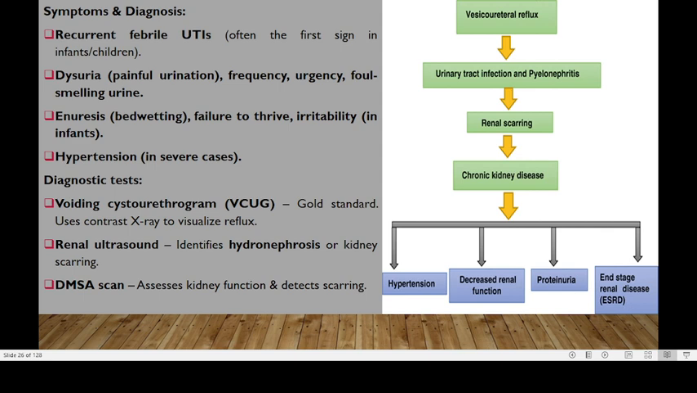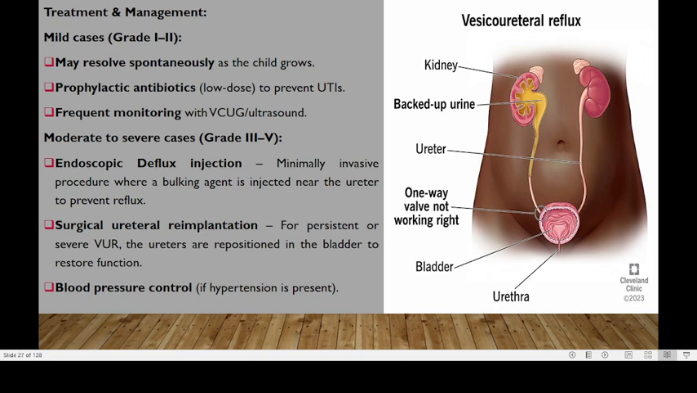Voiding cystourethrogram is the gold standard, and it uses contrast X-ray to visualize the reflux. We can also perform the renal ultrasound, which will identify the hydronephrosis and kidney scarring. We also have the DMSA scan, which assesses the kidney function and detects scarring.